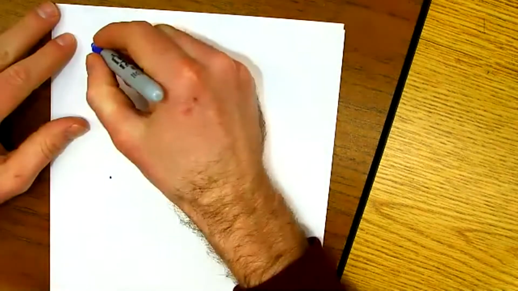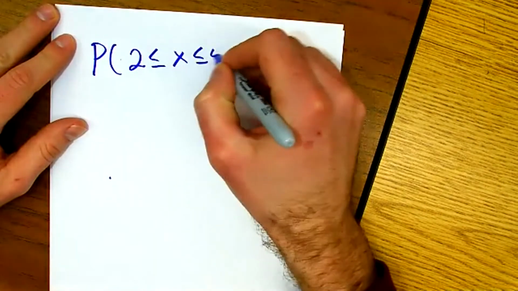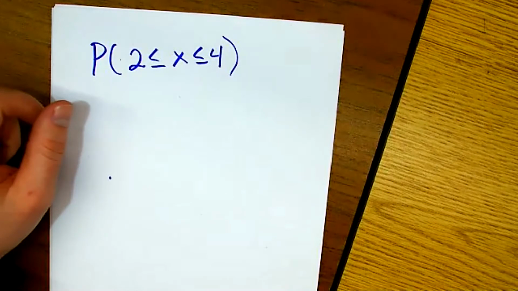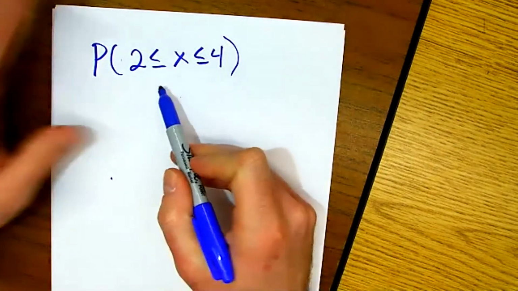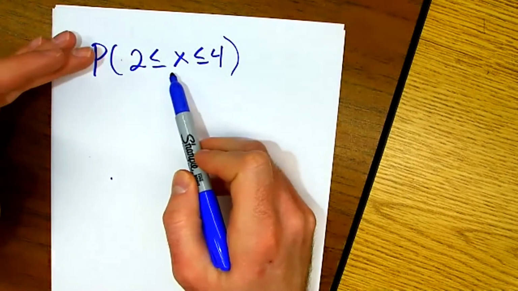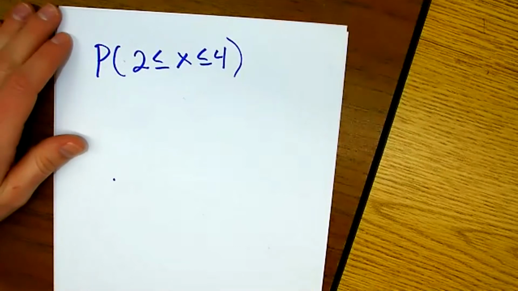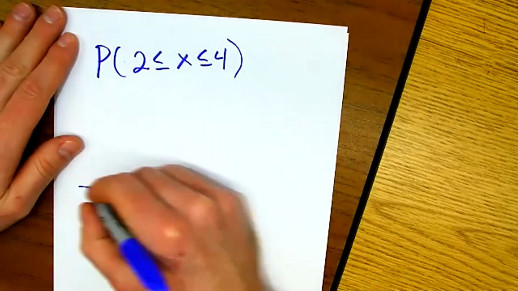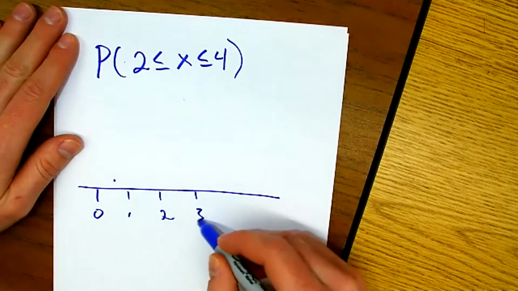Let's say I wanted to find the probability that X was between 2 and 4. Well, I could find the probability X is equal to 2, plus the probability X is equal to 3, plus the probability X is equal to 4, right? But what I can also do is think about it this way. Let's draw a number line here. So let's go 0, 1, 2, 3, 4, 5.